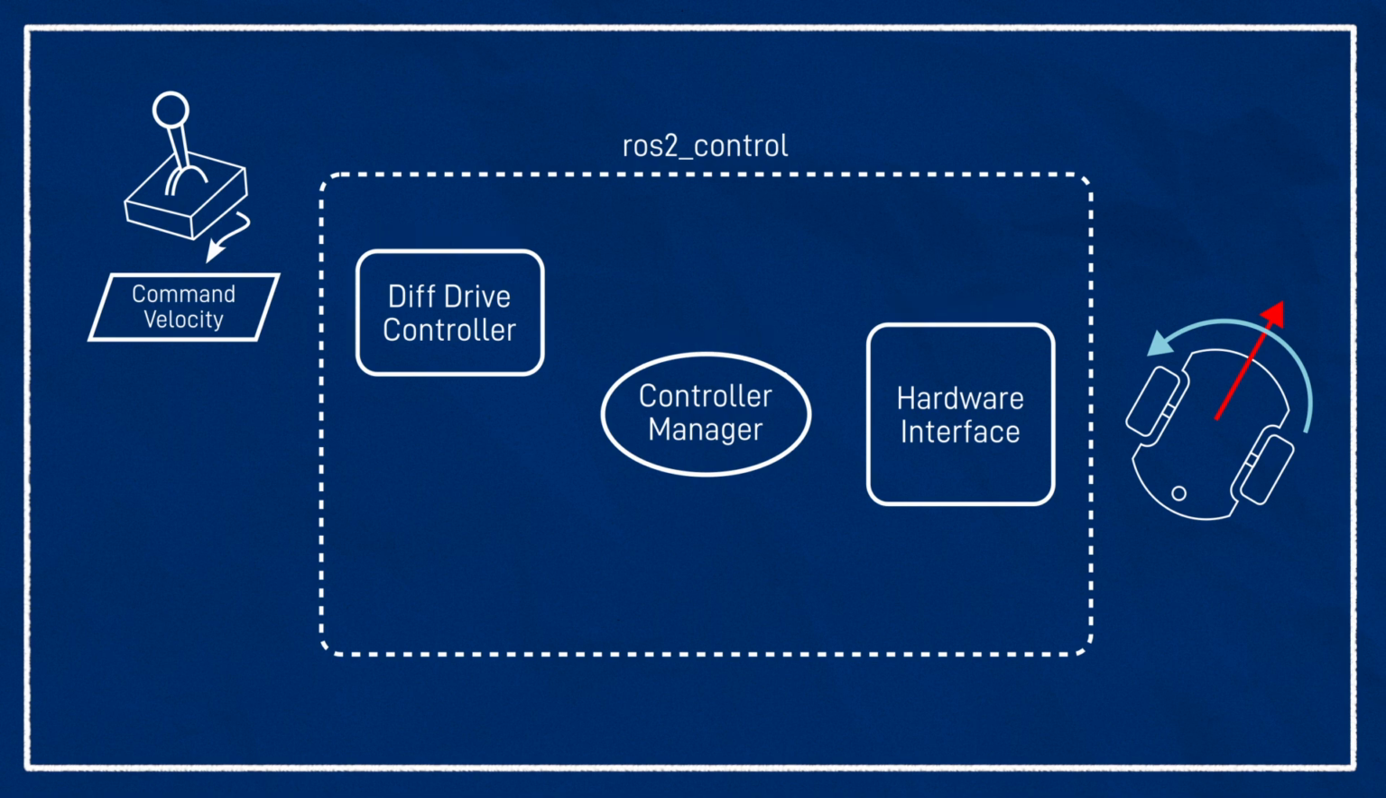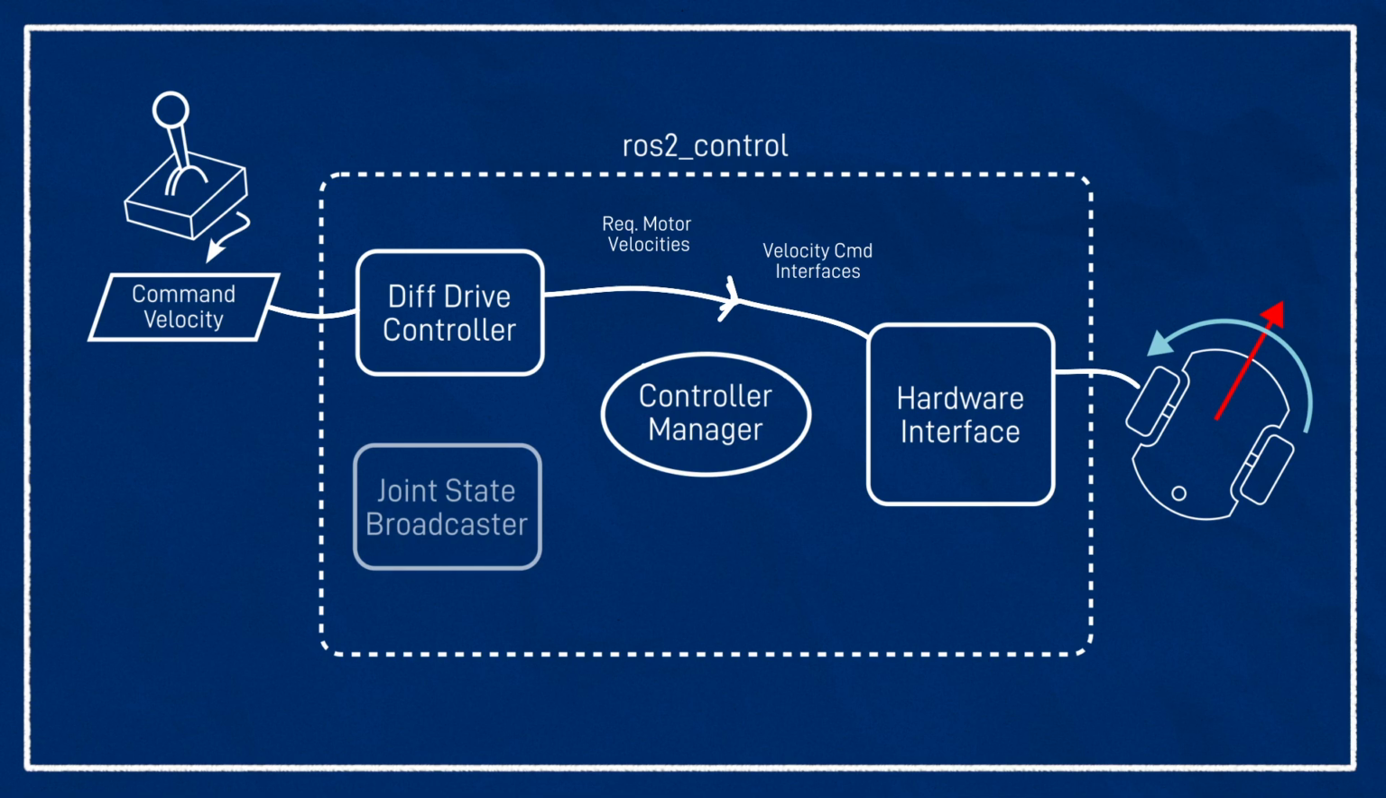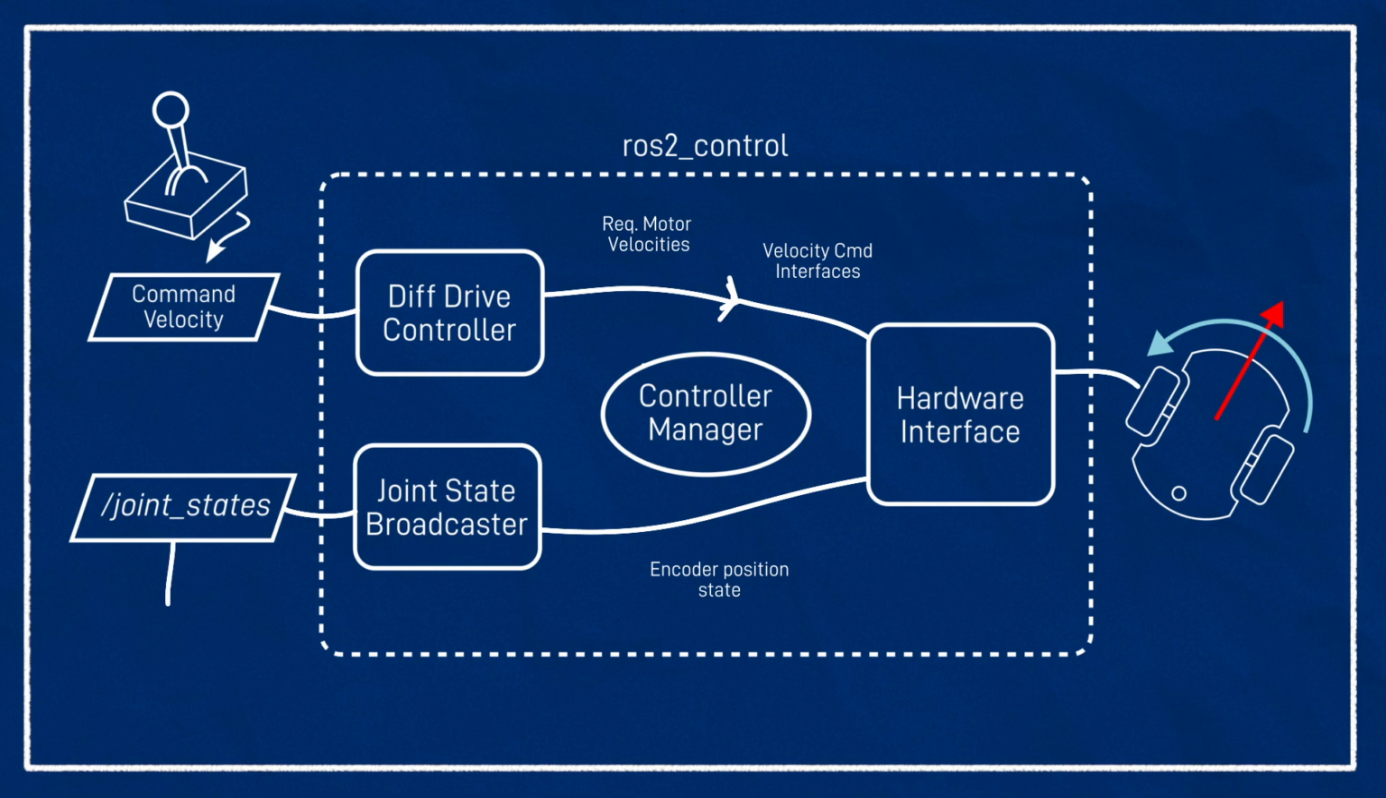The diff drive controller will convert the command velocity into abstract wheel velocities, and then the hardware interface is going to turn abstract wheel velocities into motor hardware commands. The controller manager then just sits in the middle and links the two up together. In addition to this, we've got another controller called a joint state broadcaster. All this one does is read the motor encoder positions provided by the hardware interface and publishes them to the joint states topic for Robot State Publisher to use to generate its transforms. For this kind of robot, it's not strictly necessary, but it makes the whole system a bit more complete.